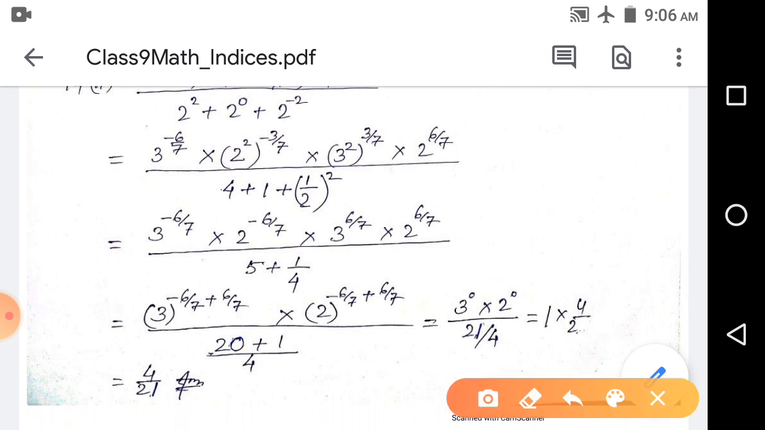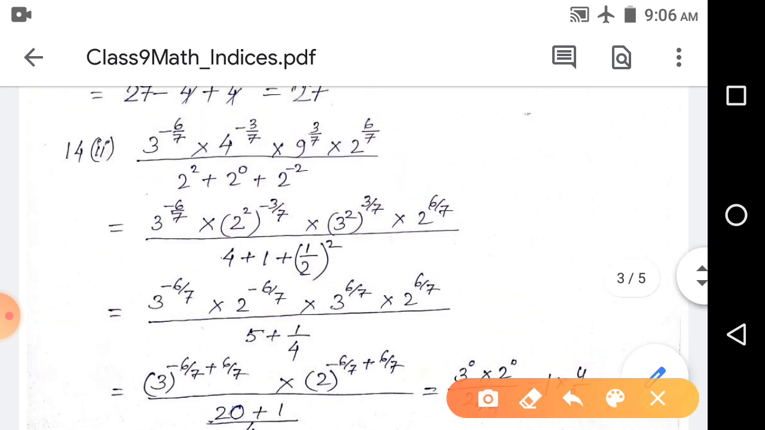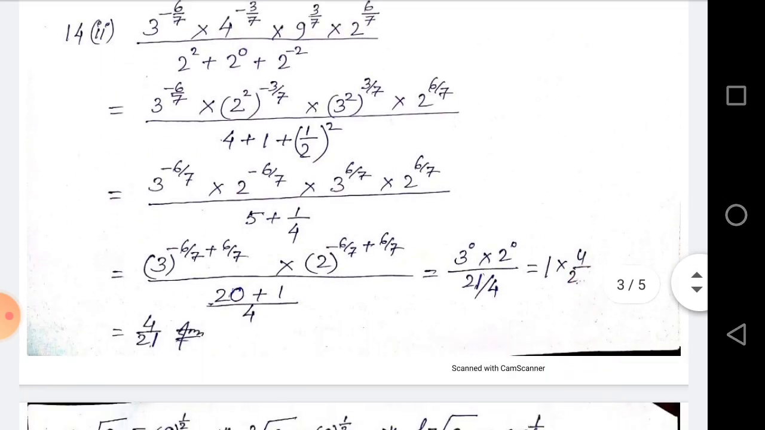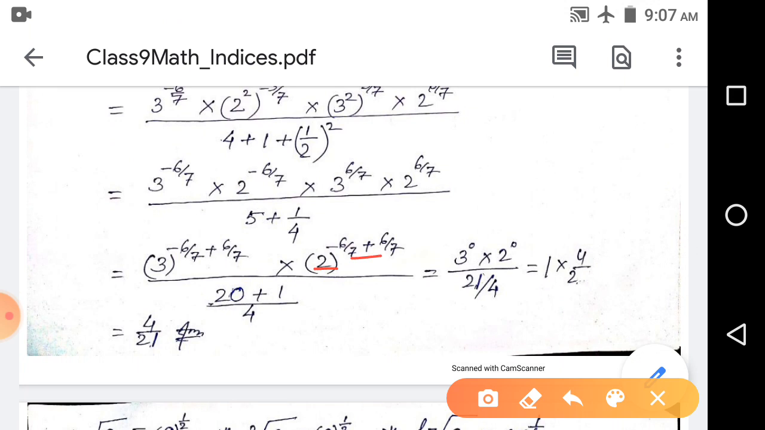Again see for this 2, we have 2, 4. See, for this 4 we can write 2 square. Then 2 square whole to the power minus 3 by 7 is 2 to the power minus 6 by 7. It becomes 2 to the power minus 6 by 7, and 2 to the power plus 6 by 7 is given here in the question. So we take the same base and add the exponents, and those two terms are cancelled, and what is left? 2 to the power 0 is left here.